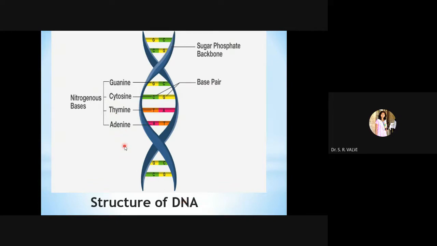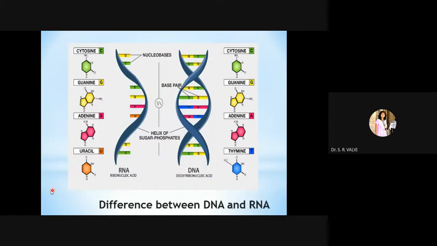Okay, in my next slide, I will explain the two main types of nitrogenous bases. See here how the DNA looks and how the RNA looks. RNA is nothing but ribonucleic acid, whereas DNA is deoxyribonucleic acid. DNA has two backbones of sugar phosphate, whereas RNA has only one.